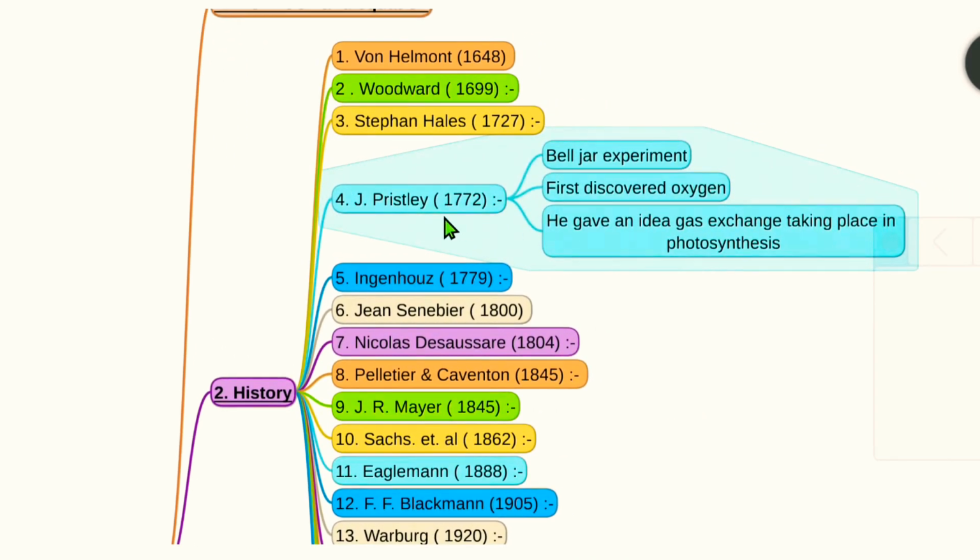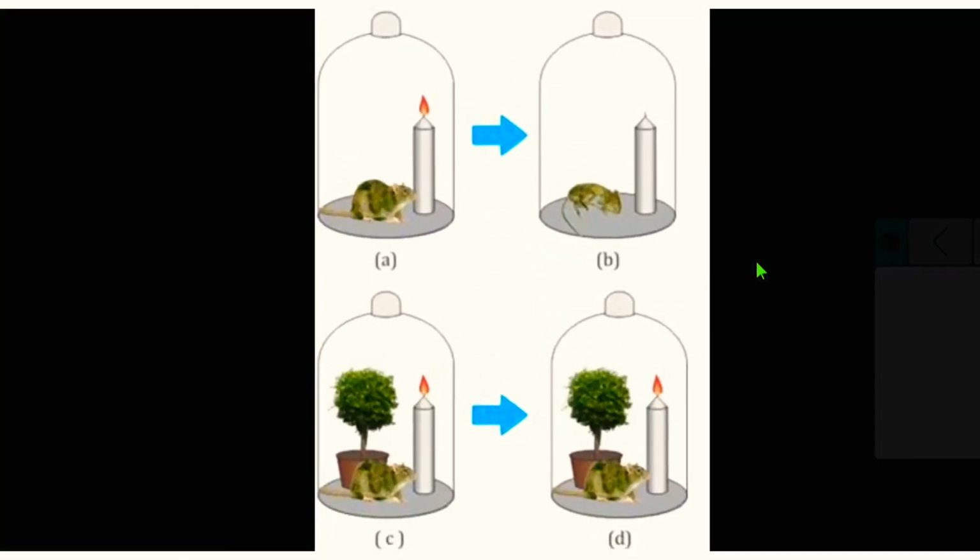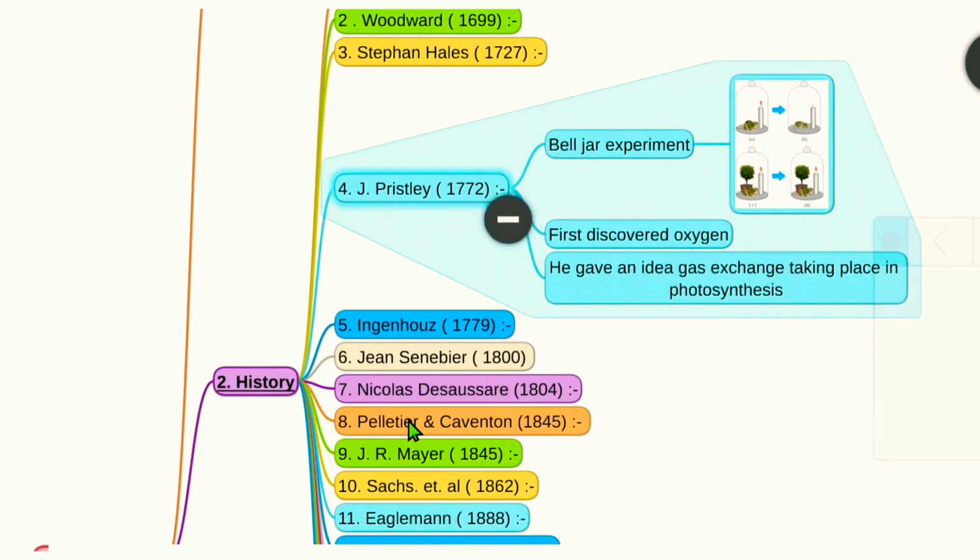Joseph Priestley in 1772. He is famous for his bell jar experiment. He first discovered oxygen, also known as the father of the evolution of oxygen, and he gave the idea of gas exchange taking place in photosynthesis. See the bell jar experiment. In the first one the mouse dies, and after putting a small plant in the jar, the mouse lives and the candle burns. So this is the Joseph Priestley bell jar experiment.